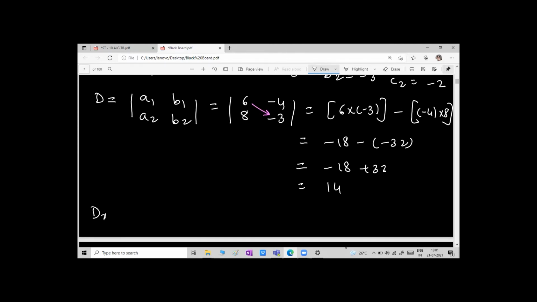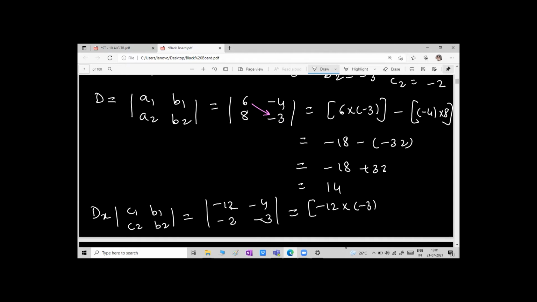x वाला concept now. dx के बदले इधर आ जाएगा constant c1 c2 and here it would be b1 b2 as it is, which is equal to constants क्या दिया है देखो जरा. It is -12 and -2. Here it is -4 and -3. Okay. So let's use brackets to avoid the mistake. So it would be -12 into -3 minus, here it would be -4 into -2.